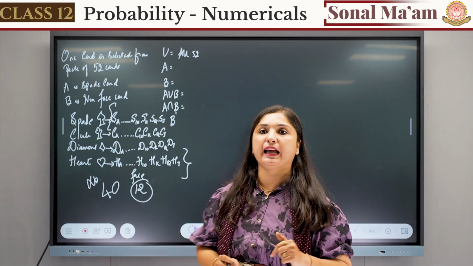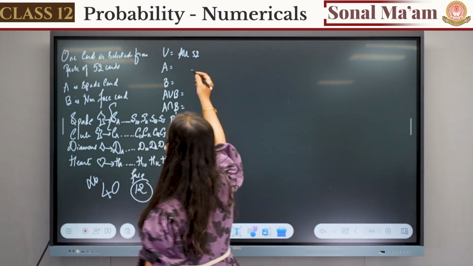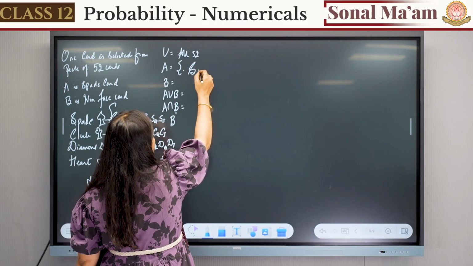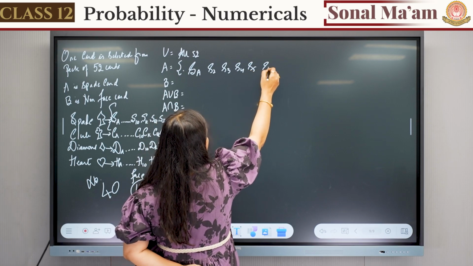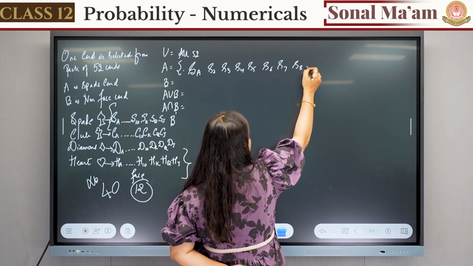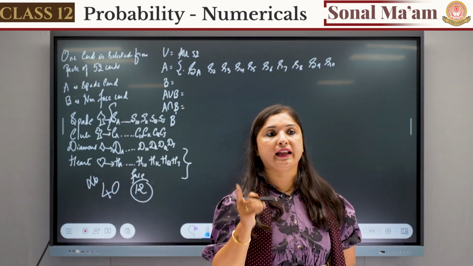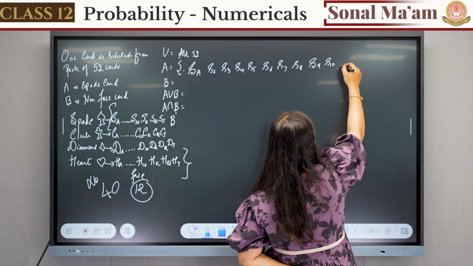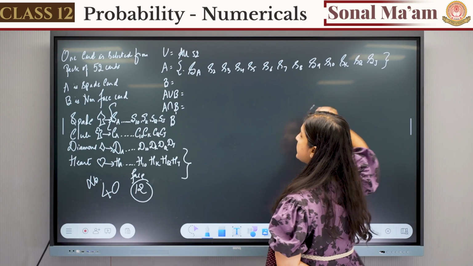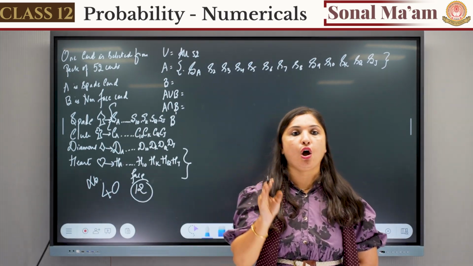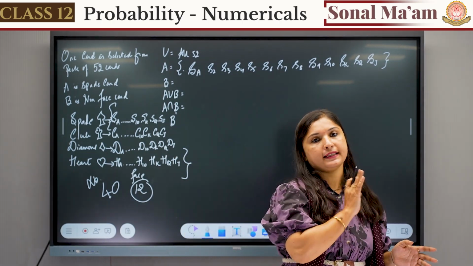Now A is the selection of spade card. Event A is the selection of spade card. How many spade cards we have? We have SA, S2, S3, S4, S5, S6, S7, S8, S9, S10, and we have 3 face cards, that is picture cards. Which cards we have? SK, SQ and SJ. So this is A, selection of spade cards. All the spade cards, number cards also and face cards also.